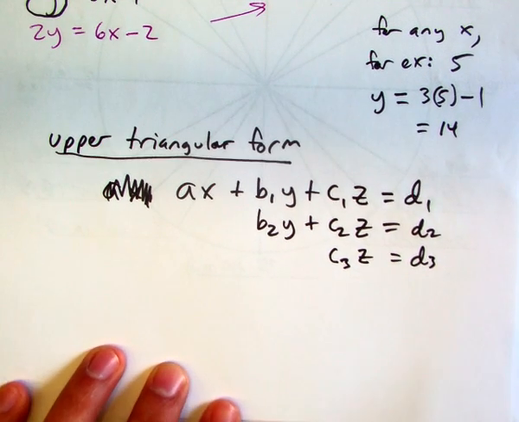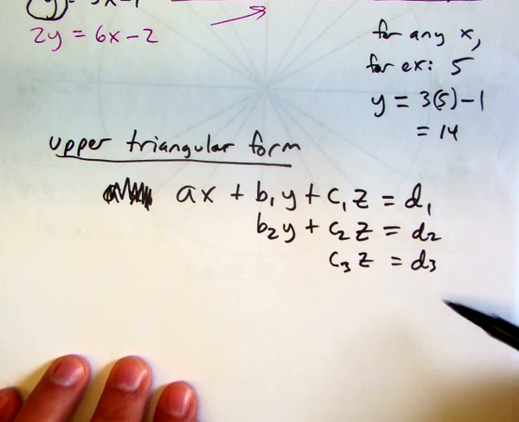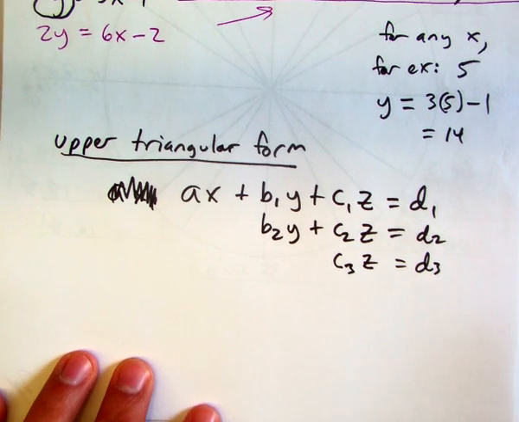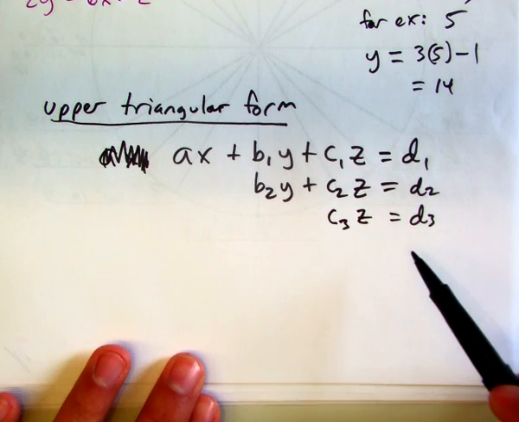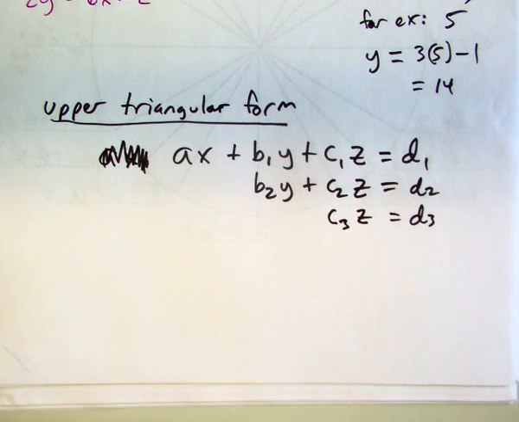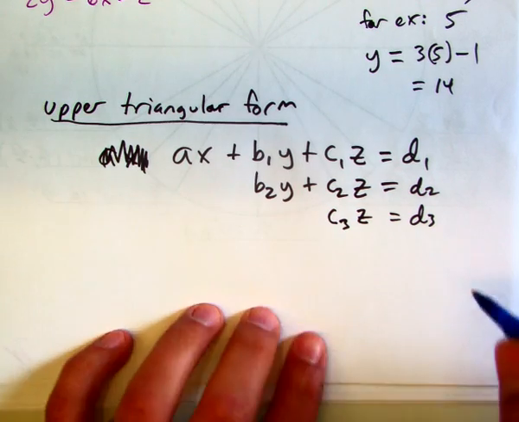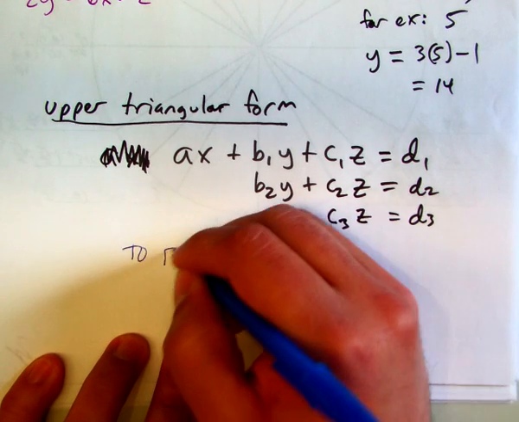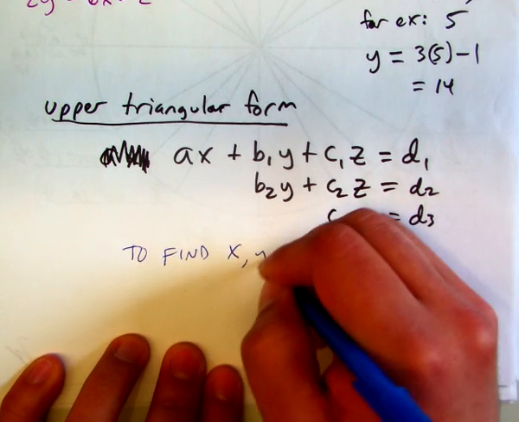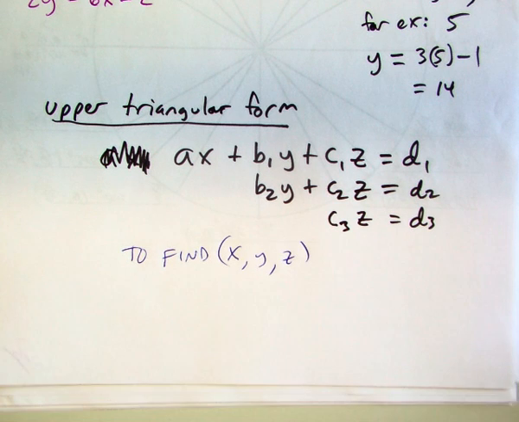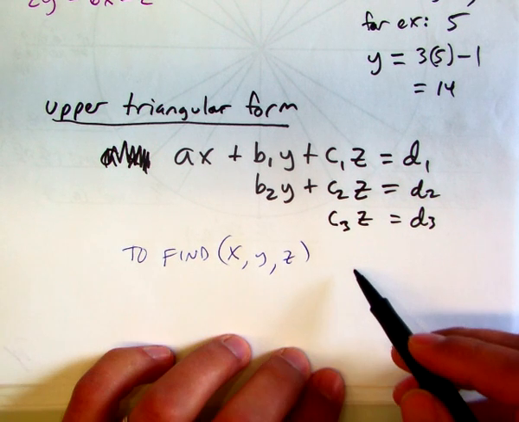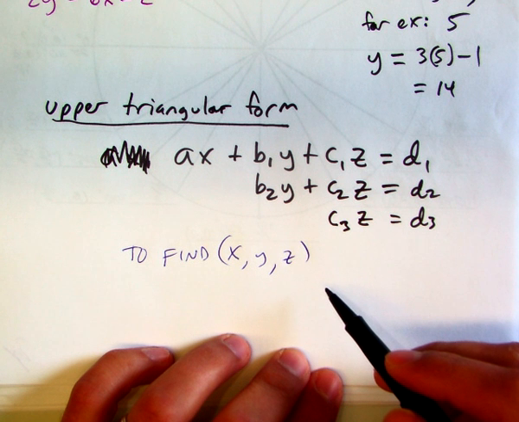So it kind of looks like a triangle. It gets smaller and smaller as you work your way down. This is what the format looks like. And even though we have all variables right now, if the idea is to find x, y, and z, could you find one of these really easily? Which one?